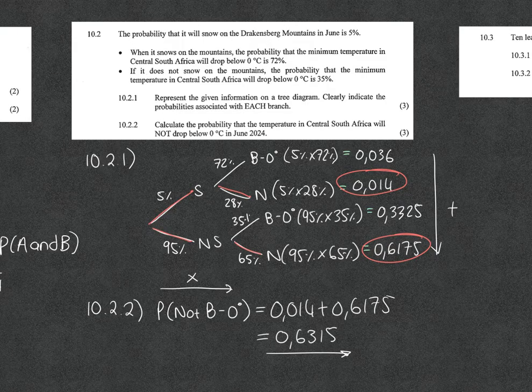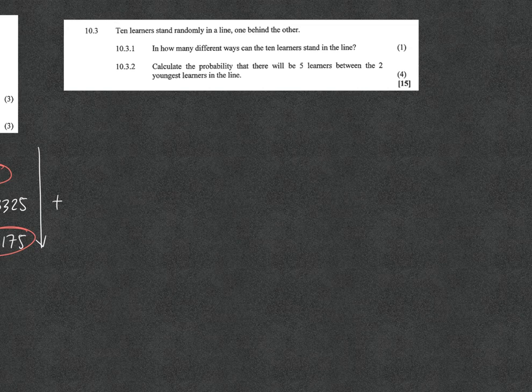Okay, tree diagram question. Not so bad, not so difficult. Okay, 10.3, what do we got? Okay, so we got some counting principle and factorials going here.